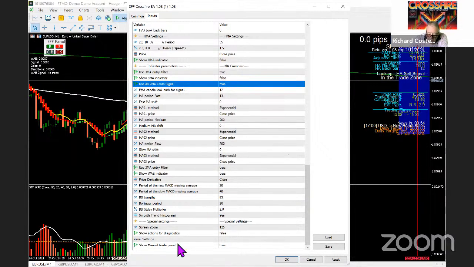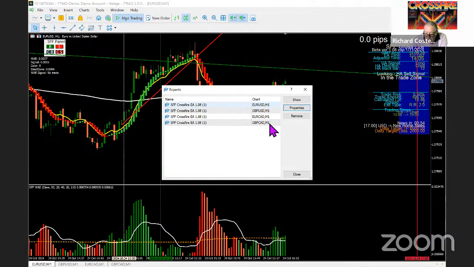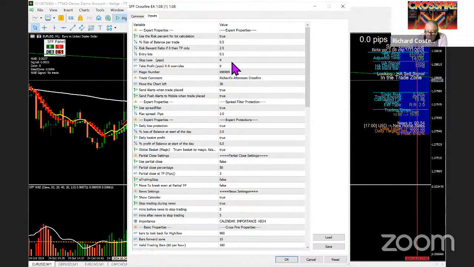When you get the trading panel, that's this panel here. So that's my settings for Euro US. The only difference on the other three pairs is the pip stop loss. Everything else, I've got the same magic number. All of these figures are exactly the same as they were before.